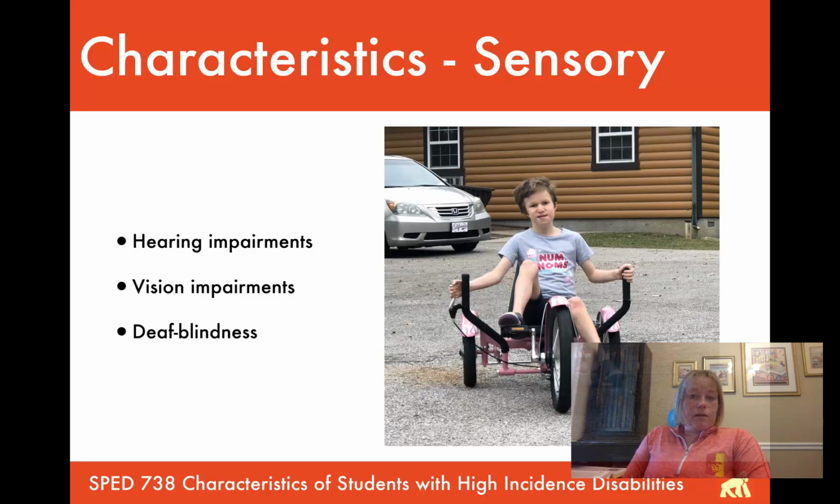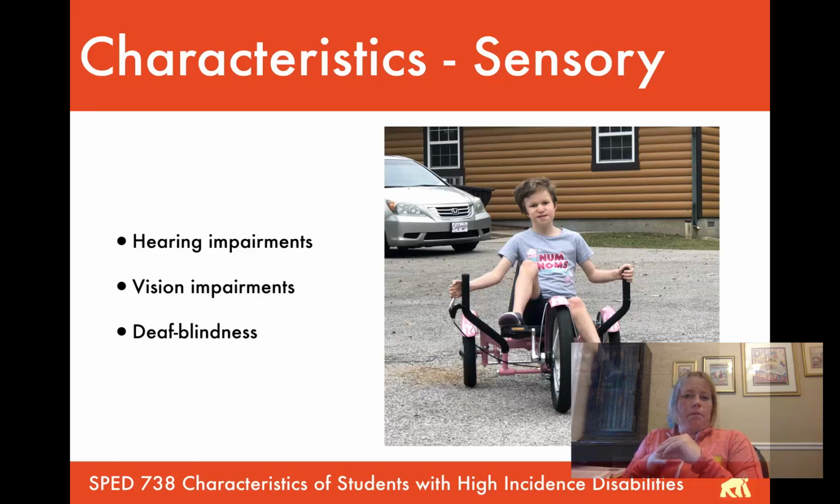So when we talk about characteristics of students with multiple disabilities, oftentimes you may have a student that has a vision impairment or a hearing impairment. For Josie, she has a hearing impairment. She identifies herself as being deaf, but she does have partial hearing in one ear. It's very hard for her to hear what anyone's saying unless they are speaking directly into that ear, and even then it's hard for her to process the sound.